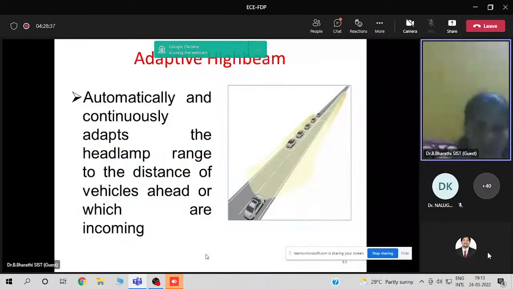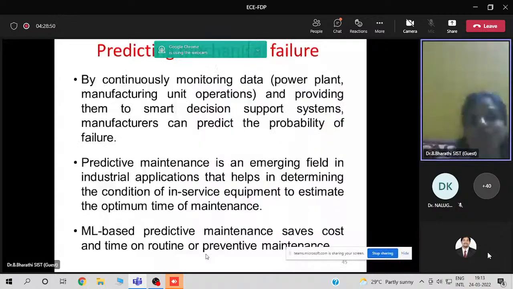Similarly, adaptive high beams: you increase the headlamp range and distance based on the movement of the cars on the road. It is also an application of machine learning. In mechanics, you can find mechanical failures, do continuous monitoring of data and industrial applications, and do a lot of predictive maintenance, which reduces the cost of running a business. All these have become easy because of machine learning.